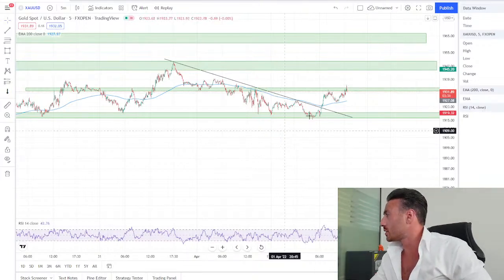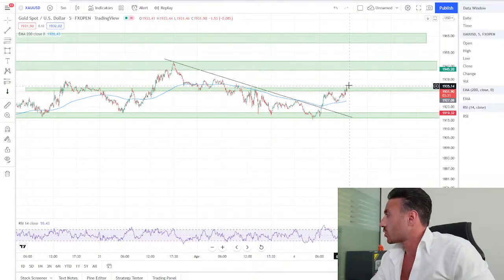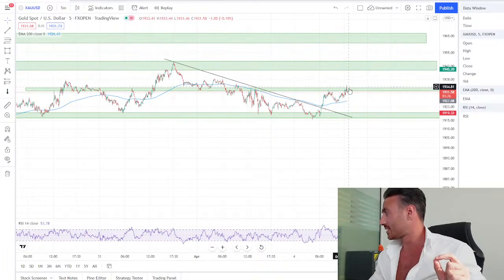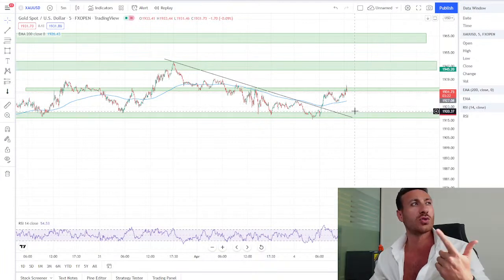I have sold little. I was waiting for 1950 to sell, but I saw a selling opportunity here, so I opened a small amount. I sold. I'm expecting today 1927 and 1921.